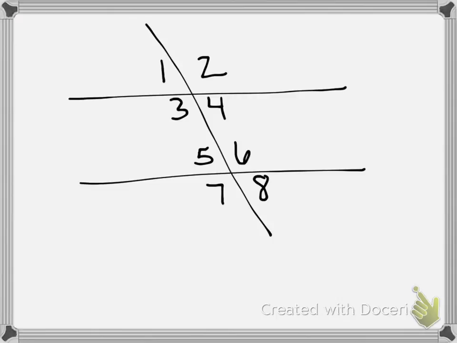We have corresponding angles, which are angles that are in the same location in relation to the parallel lines and transversal. So angle 1 is above the parallel line and to the left of the transversal, just like angle 5. So they are corresponding angles. Same thing with, sorry, I'm trying to change my colors. Same thing with angle 2, above the parallel line and to the right of the transversal, and angle 6.